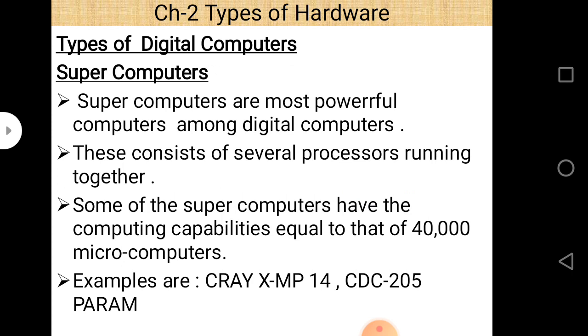So examples of these are the Indian supercomputer Param, and another example is Cray XMP14 CDC205. So these all are supercomputers.